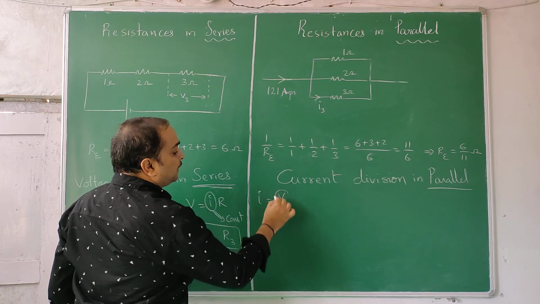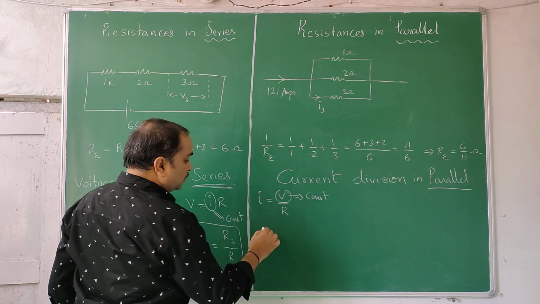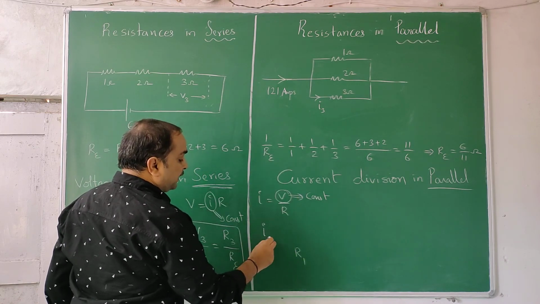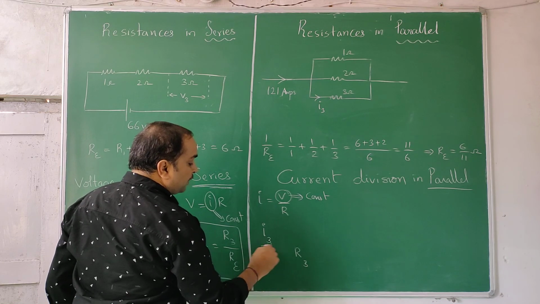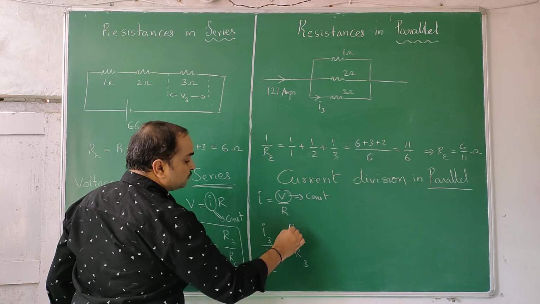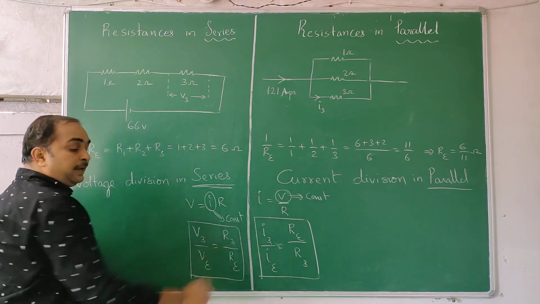And in parallel connection, voltage is constant, potential difference is constant, V is equal to constant. So I write I1 here, I write R1 here, or I want I3 for example. I3 I write it here, R3 I write it here. In a reciprocal way, you have to write it. I equivalent, R equivalent. This formula can be used to directly find I3.